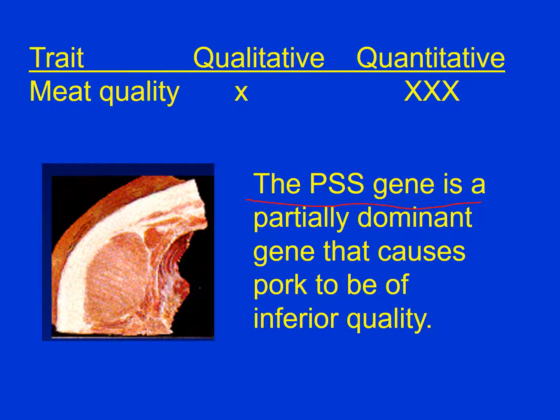This gene makes pigs heavier muscled and leaner, but it results in very poor quality pork. The pork is going to be definitely leaner but very dry, and it's going to lack water holding capacity. So not only do you lack the intermuscular fat, but it's also going to lack water and lack taste. You definitely do not want to raise pigs with the PSS gene.